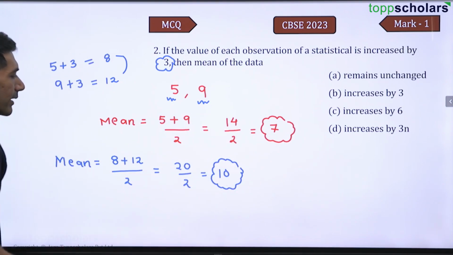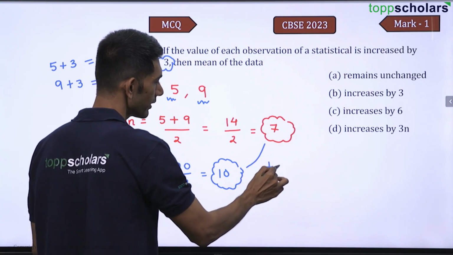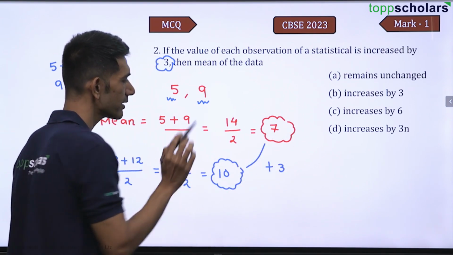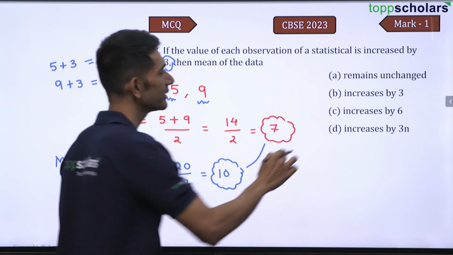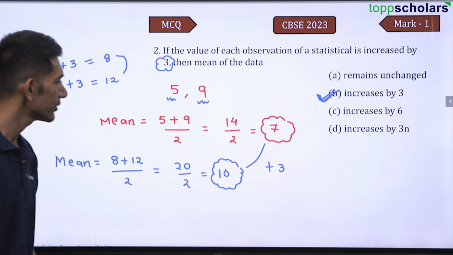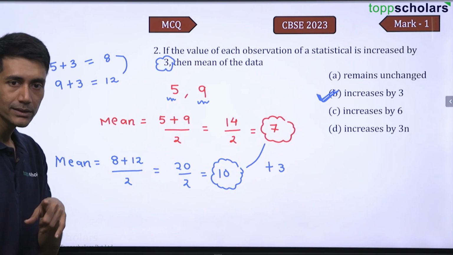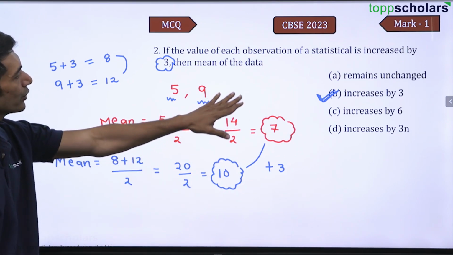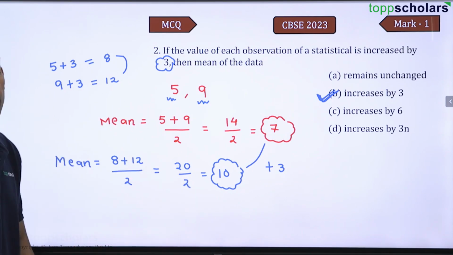Now what is happening? Can I say the mean also increased by 3? Because 7 plus 3 is 10. So what is the answer? The mean also increases by 3. I hope you have understood this question. You don't have to give this explanation. This was just for your understanding. The direct answer to your question is that it increases by 3. And this is the narrative behind it.